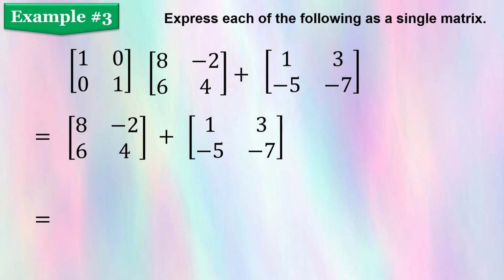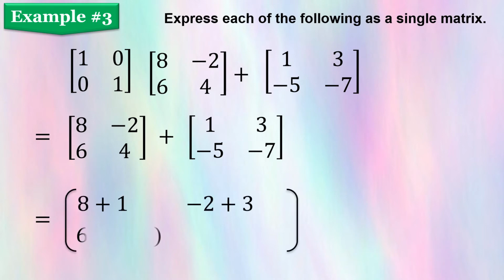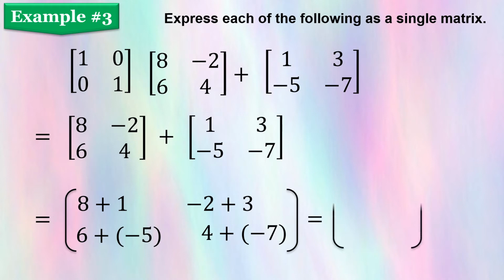Then we are going to add all the corresponding elements. So 8 plus 1, then negative 2 plus 3, 6 plus negative 5, then 4 plus negative 7. Simplifying further, we have the matrix 9, 1, 1, negative 3. So that's the single matrix of the given matrices.